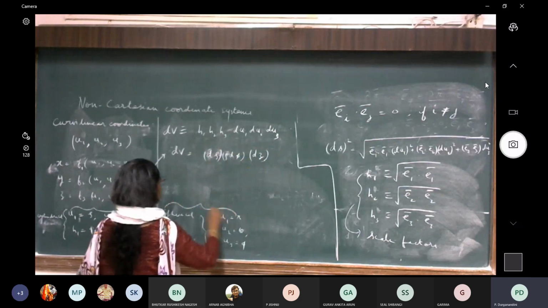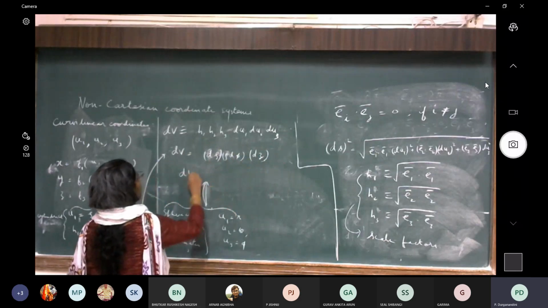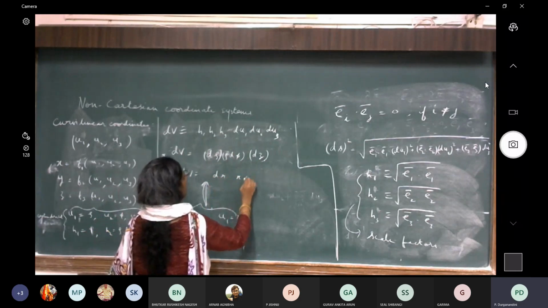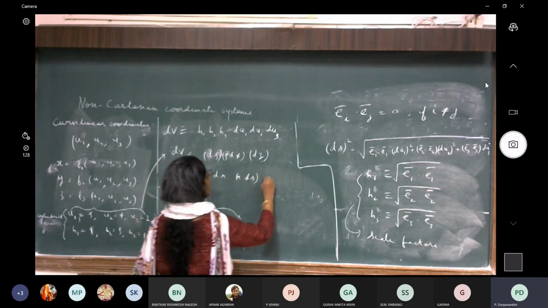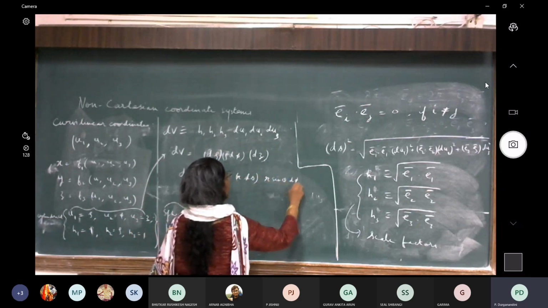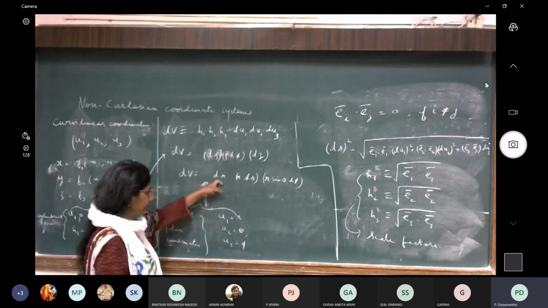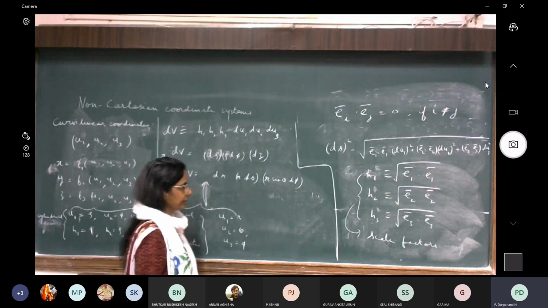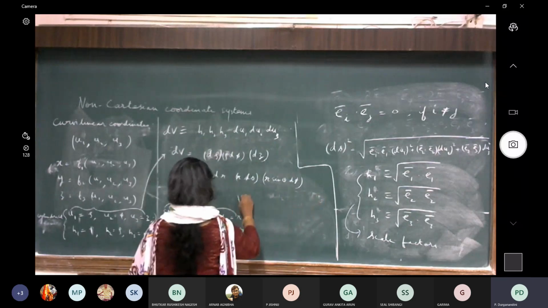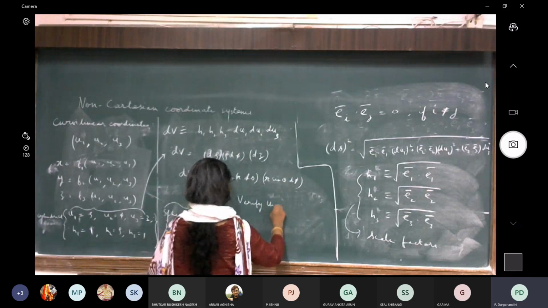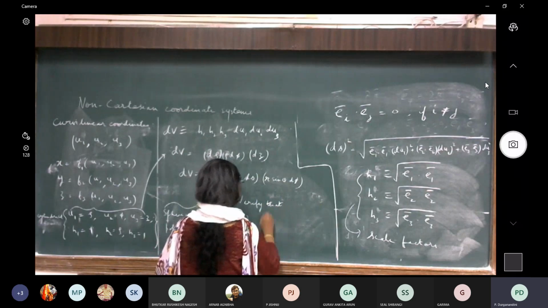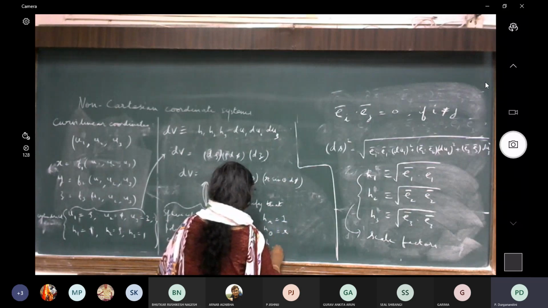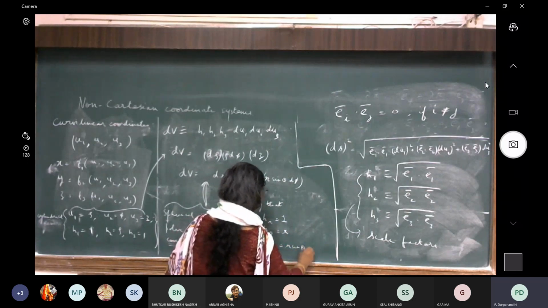For spherical polar coordinates, what you have seen is that dv will be equal to dr, then you will get an r d theta, and you will get an r sin theta d phi. So what you should be able to see is that h1 or hr will be 1, h theta will be r, and h phi will be equal to r sin theta in this case. Okay, so verify that.